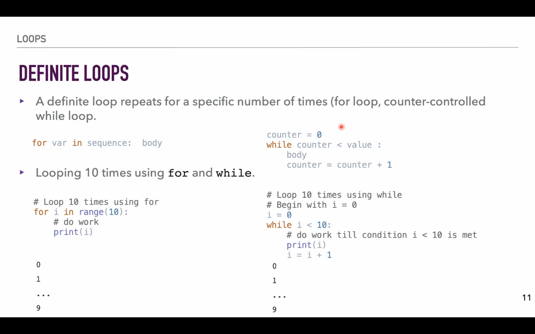On the right-hand side, we have the syntax of the counter-controlled while loop, where the loop counter is initialized to 0, and the while condition loops as long as I is less than 10. Here, we print the value of I and increment I by 1 on each iteration.